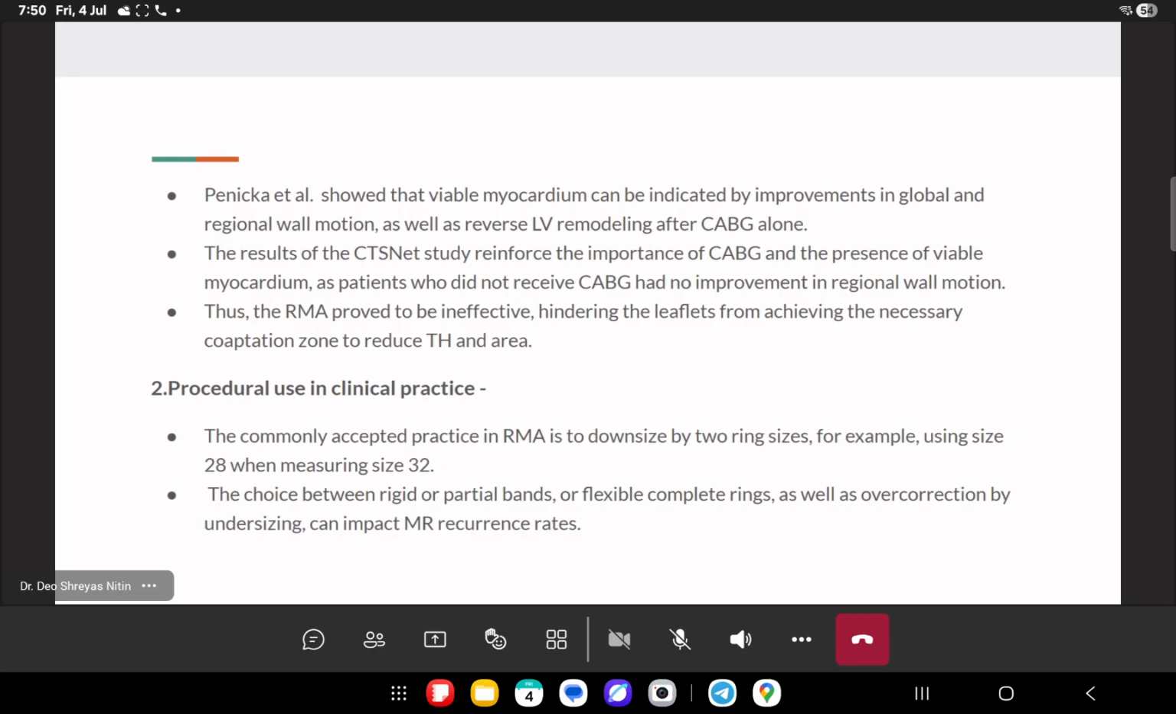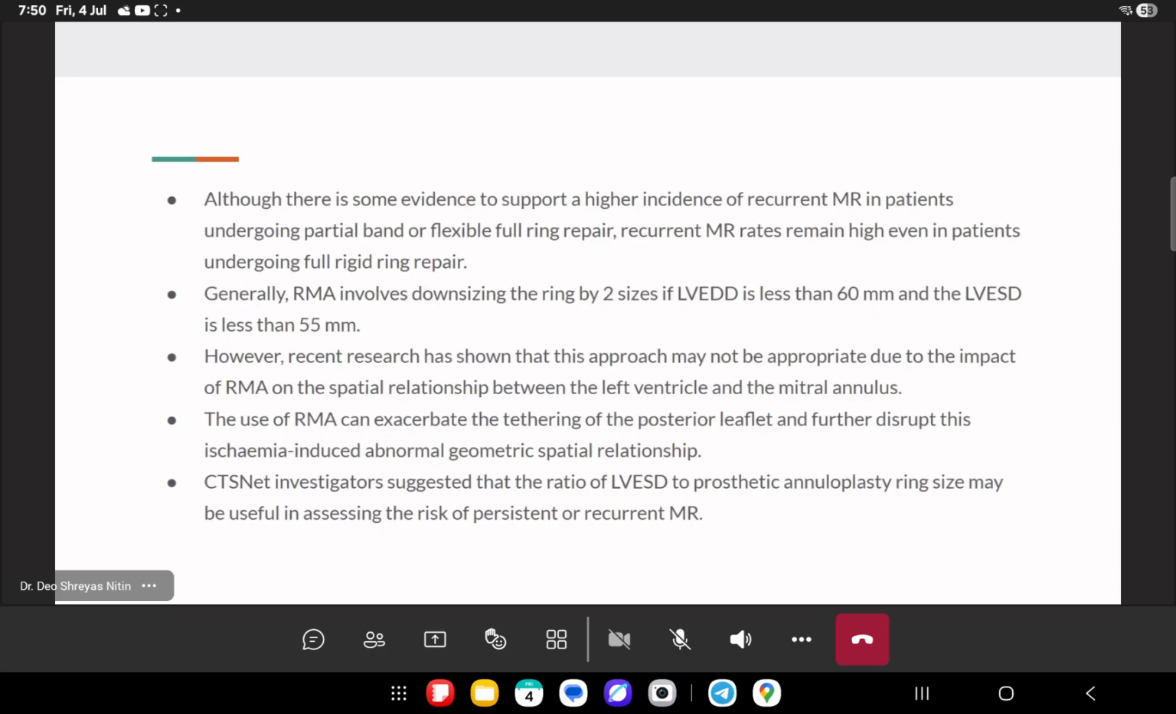Procedural use in clinical practice: the commonly accepted practice in restrictive mitral annuloplasty is to downsize by two ring sizes, for example, using a size 28 when measuring size 32. The choice between rigid or partial bands or flexible complete rings, as well as overcorrection by undersizing, can impact mitral regurgitation recurrence rates. Although there is some evidence to support a higher incidence of recurrent MR in patients undergoing partial band or flexible full ring repair, recurrent mitral regurgitation rates remain high in patients undergoing full rigid ring repair.